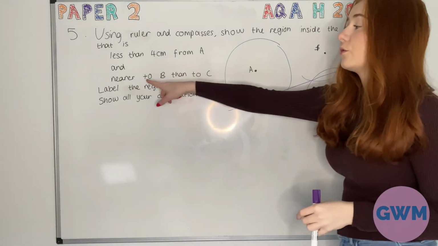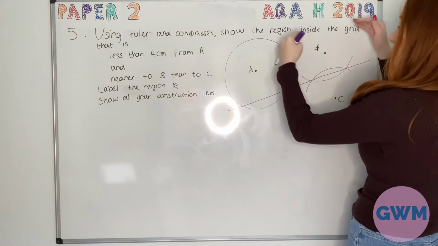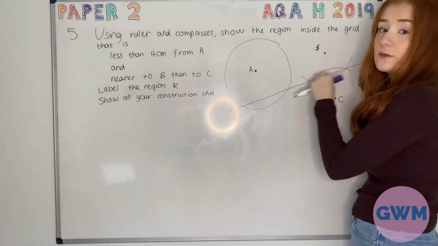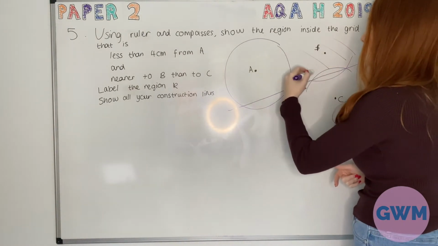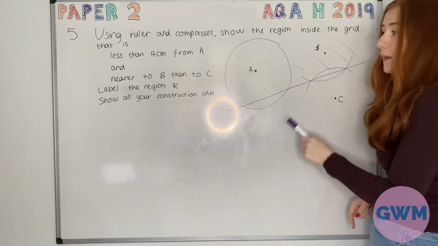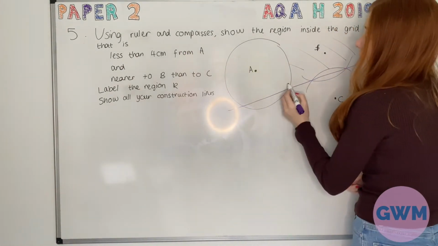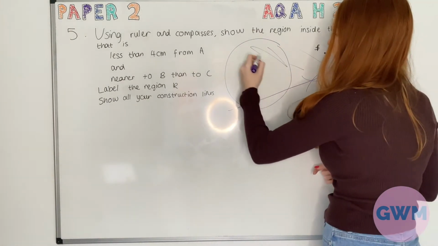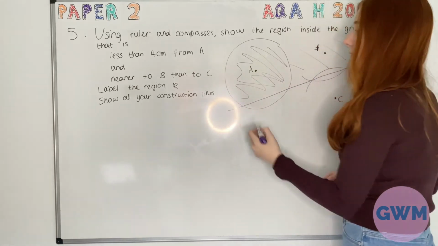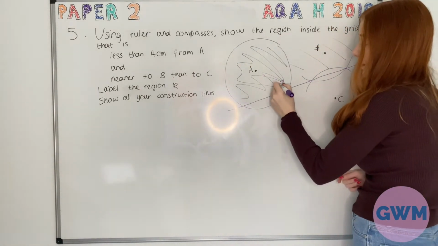Now, the question says we want what's nearer to B. So anything over that side, because that line is halfway between the 2 points, anything that side is nearer to B. So anything up here is nearer to B. However, it needs to be nearer to B and less than 4 centimetres from A. So this is 4 centimetres from A. This side of the line is nearer to B, which means that all this region here, inside this circle, follows both those rules, and therefore that is region R.